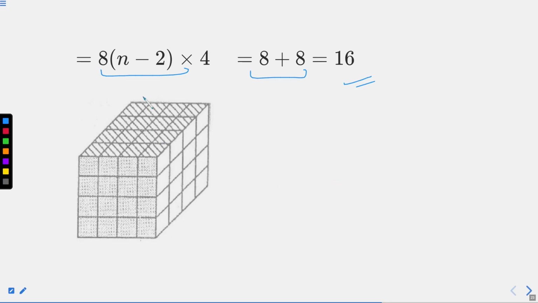Okay, yes, this will be a plus here. Just mark this correction here. 8 plus n minus 2, that is 8 plus 4 minus 2 multiplied by 4, comes out to be 8 plus 8, which comes out to be 16. That is clearly written here as well. I hope you are clear with this statement.